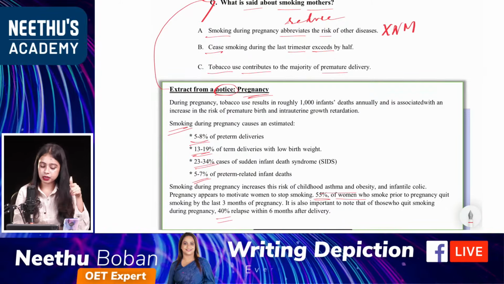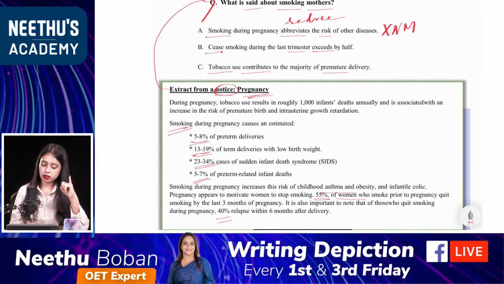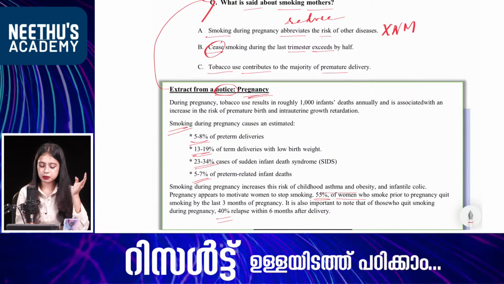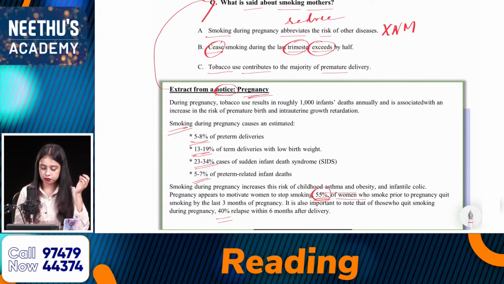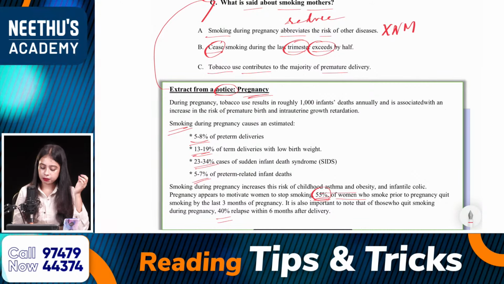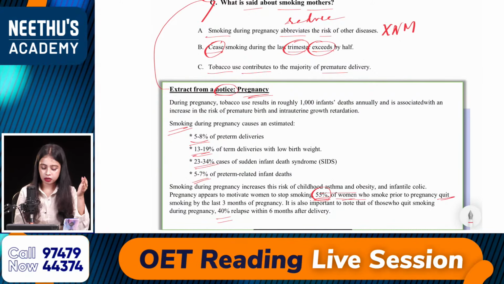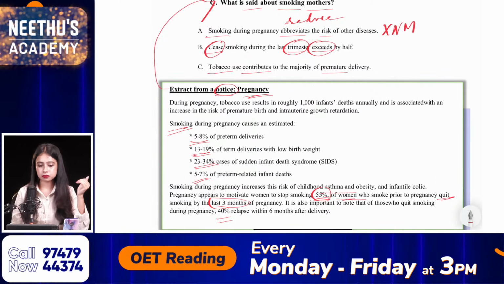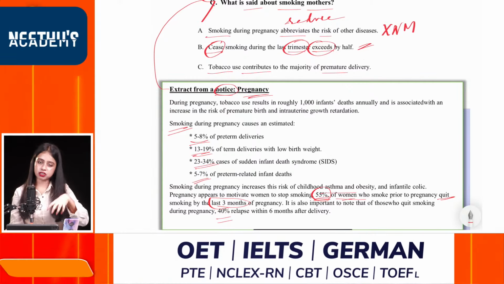And what about option B? Cease smoking during last trimester exceeds by half. Cease means stop. Then trimester, then exceeds. These keywords help me find the answer. See the last lines: 55% off. Women who smoke prior to pregnancy stop smoking by the last three months of pregnancy. So maybe option B, because my keywords are there.